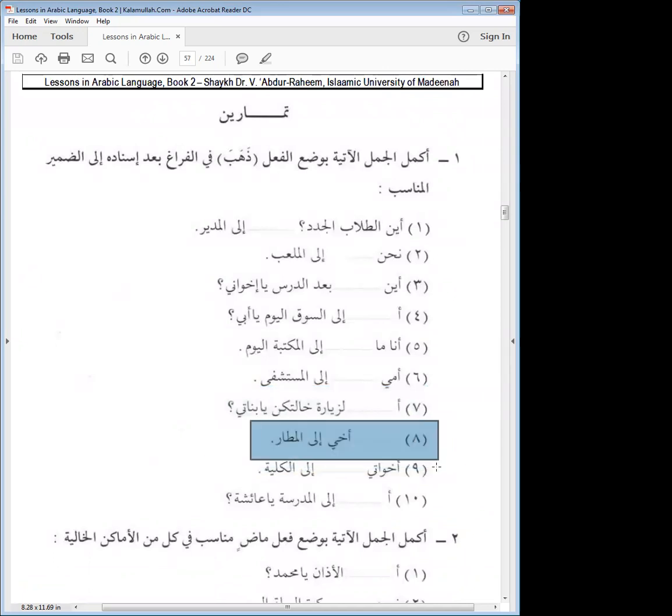Next one. رقم 8. Something أخي إلى المطار. Something أخي إلى المطار. We're using the verb ذهب. So what would we use here? Any volunteers?